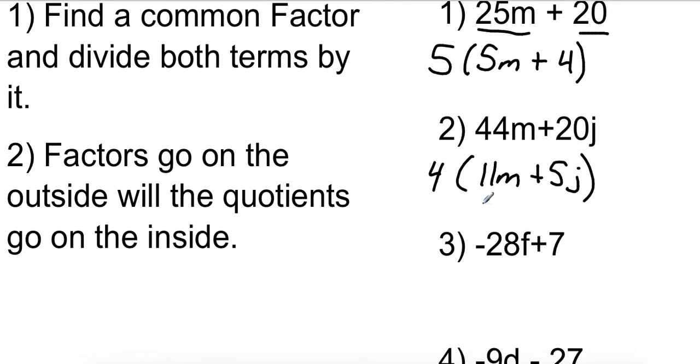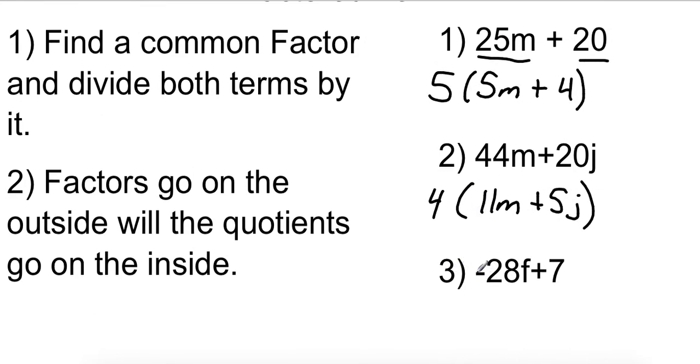Now in our next example, we do have a negative amount. So we have negative 28f. What we're going to do is divide both of these by 7. So 7 is the factor that I'm pulling out. And I'm dividing negative 28 by 7, which is going to give me negative 4f, plus, of course, 7 divided by 7 just gives me 1.